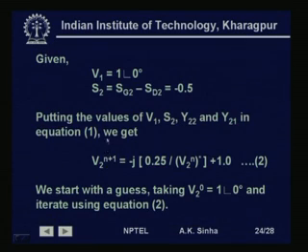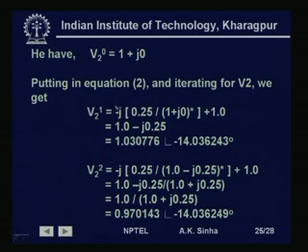So, if we substitute here, we will get V2 as this, and we start with a guess, taking V2 0 as 1 angle 0, and iterate using equation 2. So, putting the value here, we will get V2 1 as minus j 0.25 divided by 1 plus j 0 conjugate plus 1.0. So, this will give me 1.030776 angle minus 14.036 degrees.